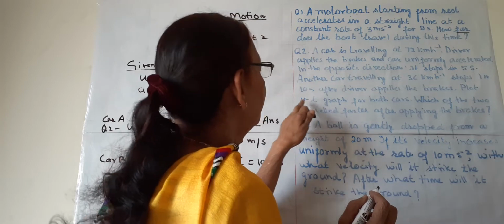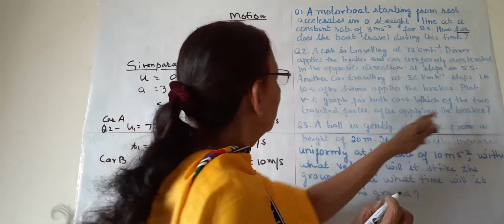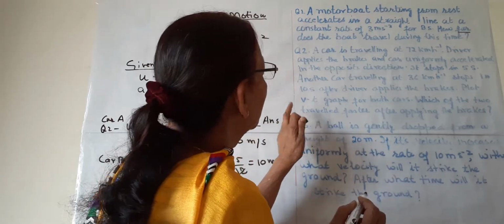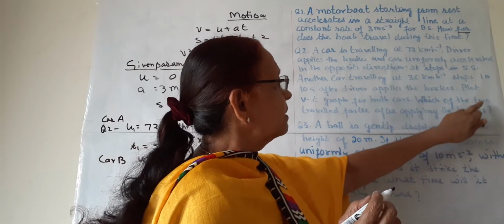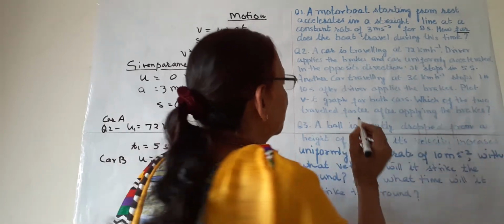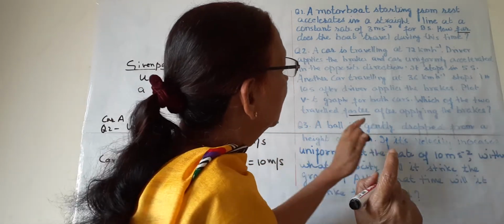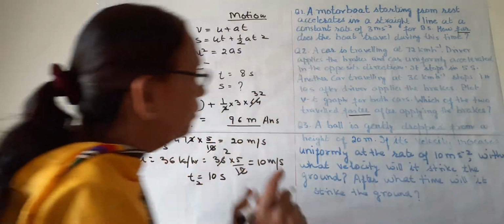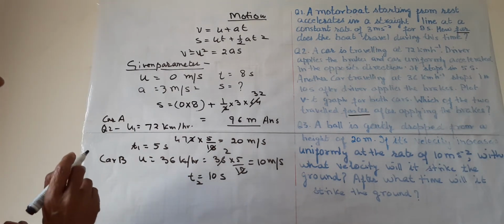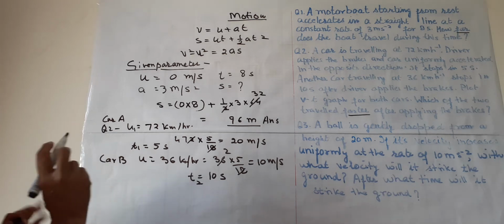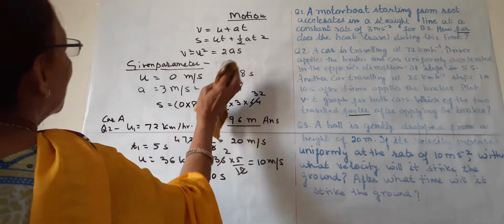Plot a v-t graph, or velocity-time graph, or speed-time graph for both the cars. Which of the two cars traveled farther after applying the brakes? So, traveled farther means we have to calculate the distance after applying the brakes, after plotting the graph. So we will plot the graph of this.